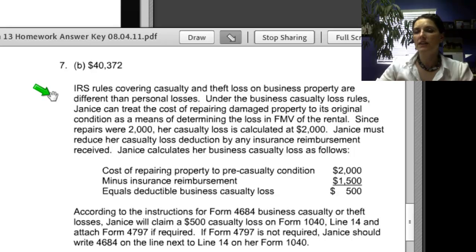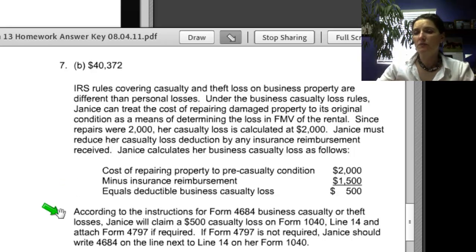The IRS rules covering casualty and theft losses on business property are different than personal losses. Under the business casualty loss rules, Janice can treat the cost of repairing damaged property to its original condition as a means of determining the loss on the fair market value of the rental. Since the repairs were $2,000, her casualty loss is calculated at $2,000. Janice must reduce her casualty loss deduction by any insurance reimbursement she received, and Janice calculates her business casualty loss as follows. The cost of repairing the property to pre-casualty condition, $2,000, minus insurance reimbursement of $1,500, equals the deductible business casualty loss of $500.